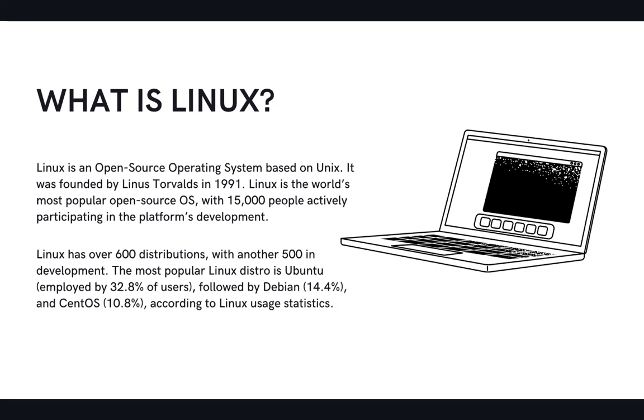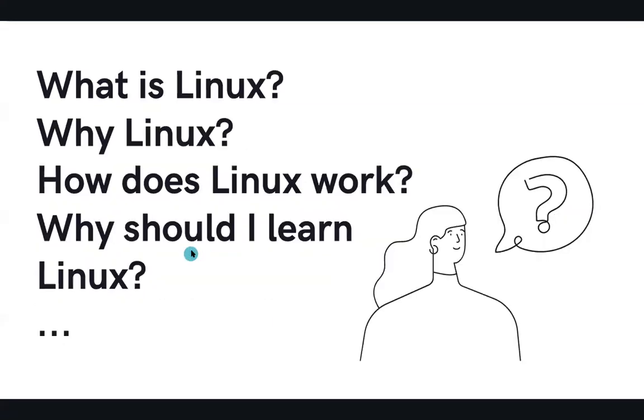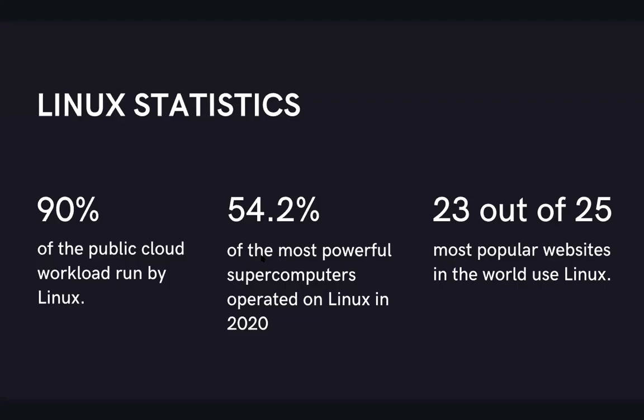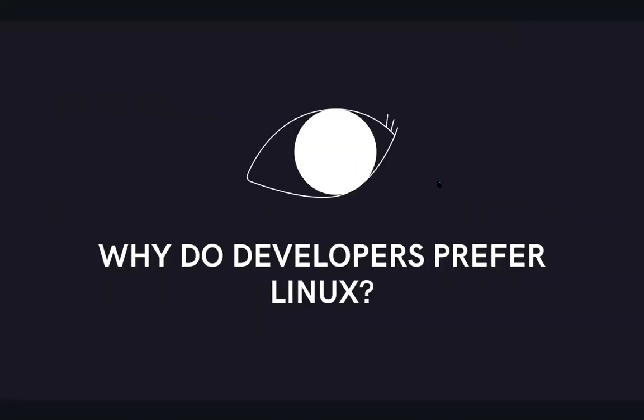So you may wonder how popular Linux is. Here is some data that can tell you the story. Over 90% of the public cloud workload is run by Linux, and over 54% of the most powerful supercomputers operated on Linux in 2020. Moreover, 23 out of the 25 most popular websites in the world, such as Google, run on Linux. So you may question, why do developers use Linux, or why do developers prefer Linux?